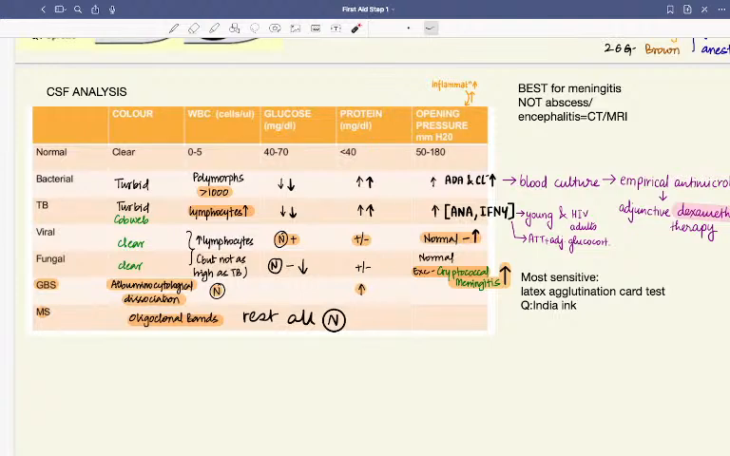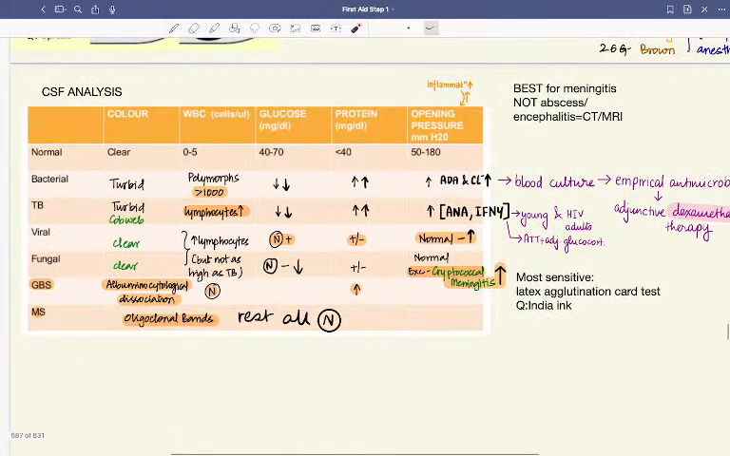Okay, just remember the nature of the fungus. The fungus has so much of this, that's why it utilizes glucose. And except for cryptococcal meningitis, where the opening pressure is increased, fungus is usually normal. Bacterial and TB both are going to be increased only.